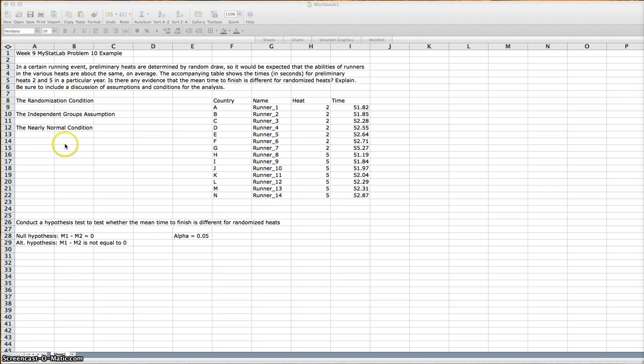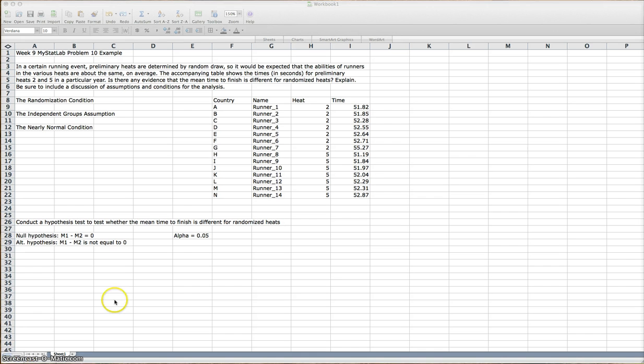The second condition, the independent groups assumption, is that the two groups being compared, which are heat 2 and heat 5, must be independent from each other. The independent groups assumption is satisfied because here again these things are drawn at random. In our third condition, the nearly normal condition, we'll probably need to take a look at a few things and let's see what we come up with.